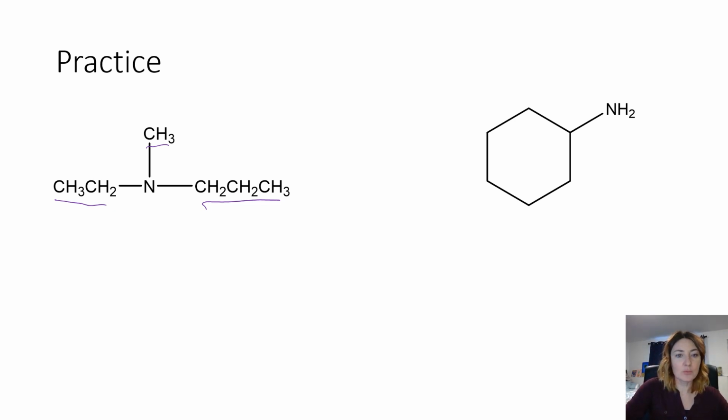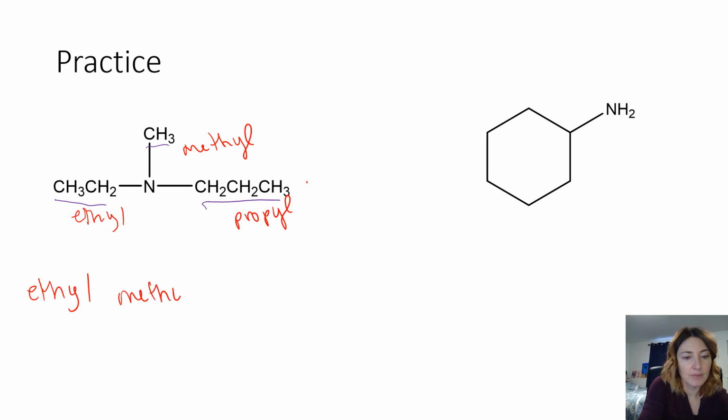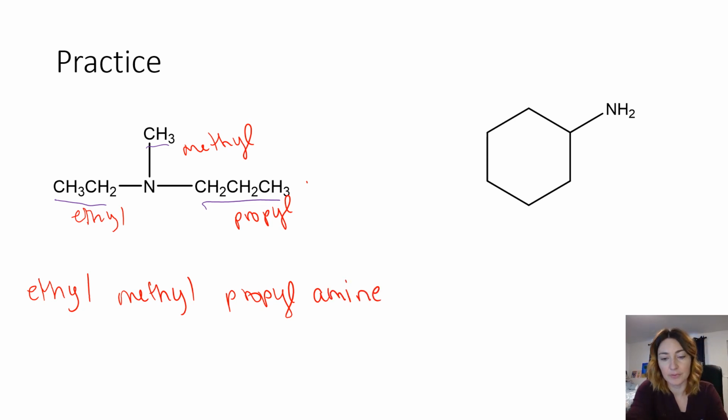All right, so we have 3 different groups here. We have an ethyl group, we have a methyl group, and we have a propyl group. So for common naming, all we have to do is alphabetize those, stick them in as individual words with spaces, and we throw an amine on the end of those. So alphabetically, this should be ethyl, methyl, propyl, amine, and that is a mouthful.